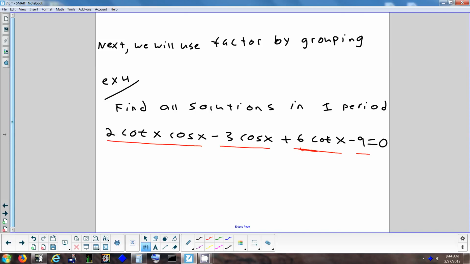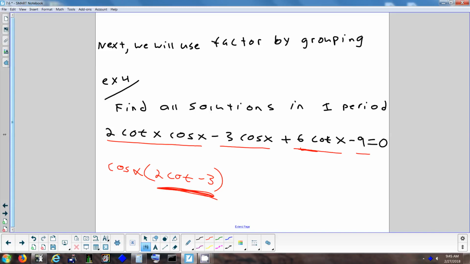Abby, what do the first 2 terms have in common? They both have cosine in them. Both have a cosine, so let's factor that out. So I get 2 cotangent minus 3. Now the goal with factor by grouping is when I factor out whatever the last 2 have in common, I need to end up with 2 cotangent minus 3. This has to appear again in the problem to make factor by grouping work.